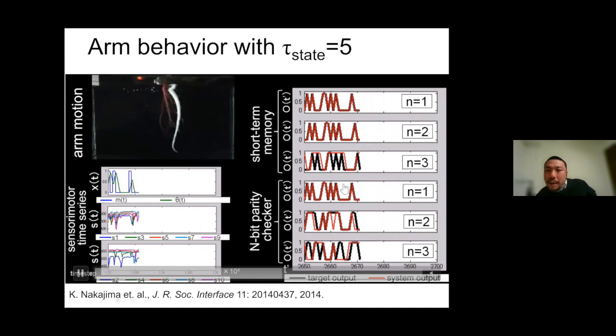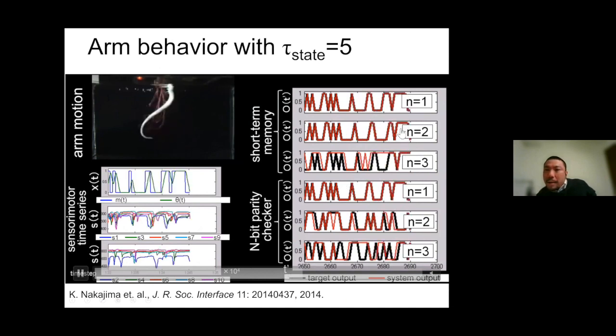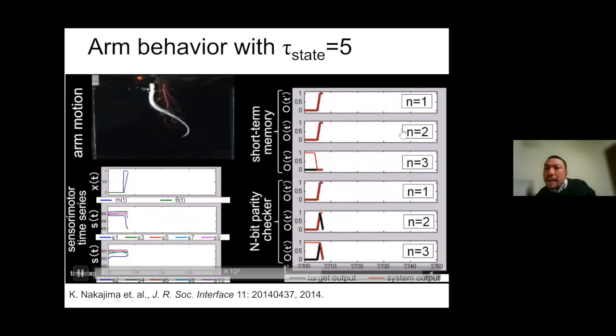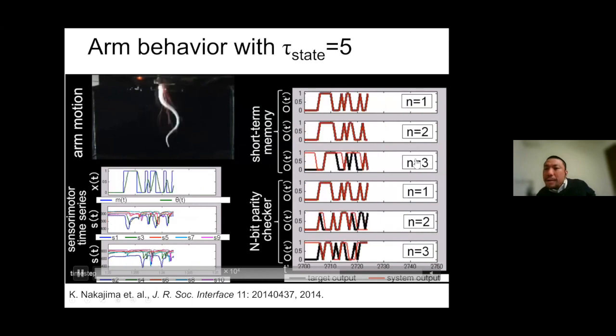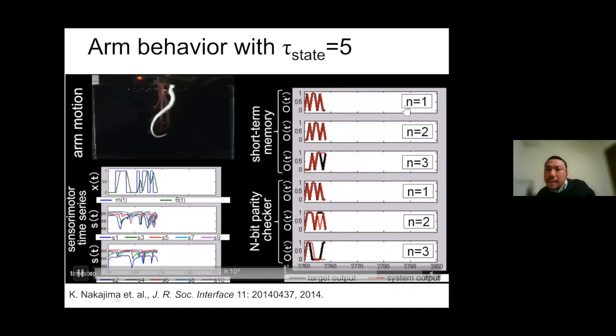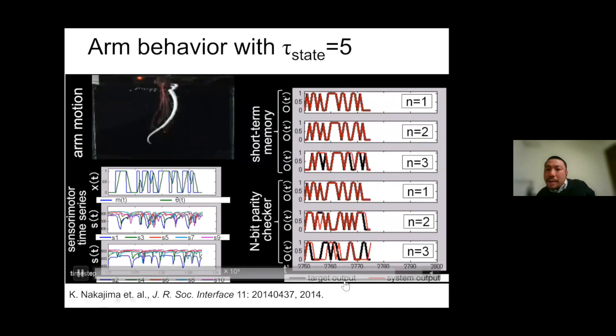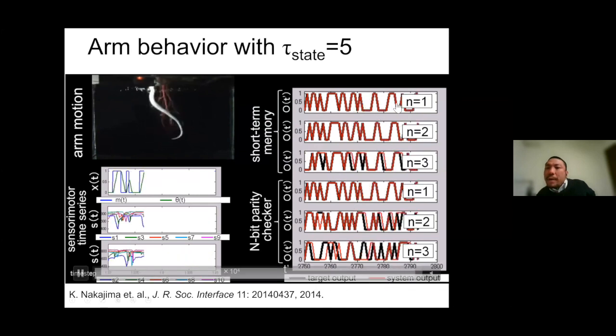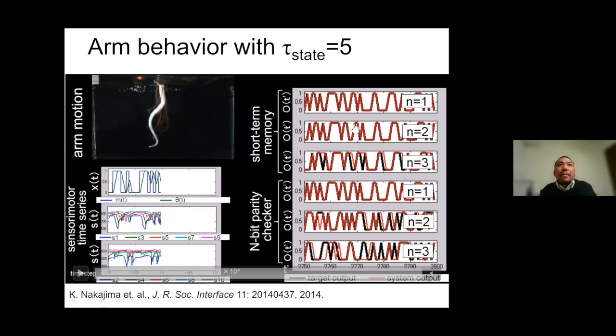Now, as you can see, this parameter n shows the difficulty of the task. So when n is larger, it requires more memory. For the short-term memory task, the black line is the target output, the red line is the system output. For n equal 1 and 2, the performance is almost perfect. So it can remember 1 time step and 2 time steps before input perfectly. And then if you increase the parameter n, the performance starts to degrade.